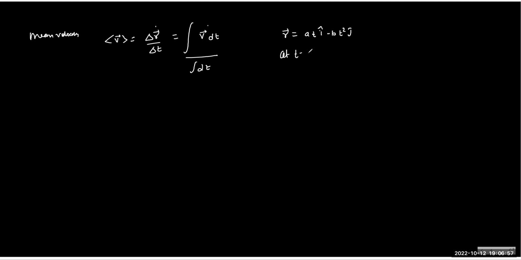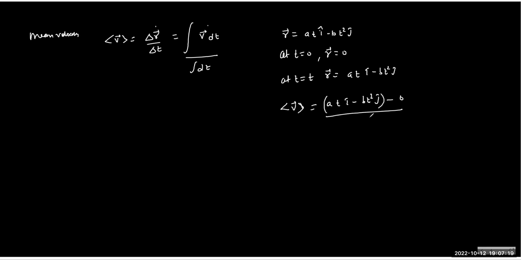At t equals 0, which is the beginning of the journey, R is how much? 0. And at t equals t, what is R? The formula itself. So what is the average velocity? Tell me. Displacement, which is final minus initial upon time. It is A i cap minus B t j cap, correct? It is clear. Yes, sir.